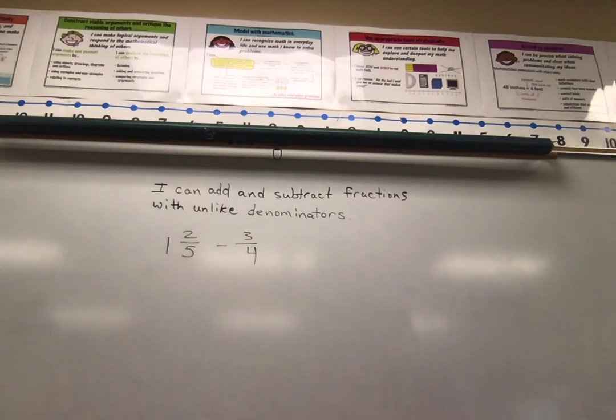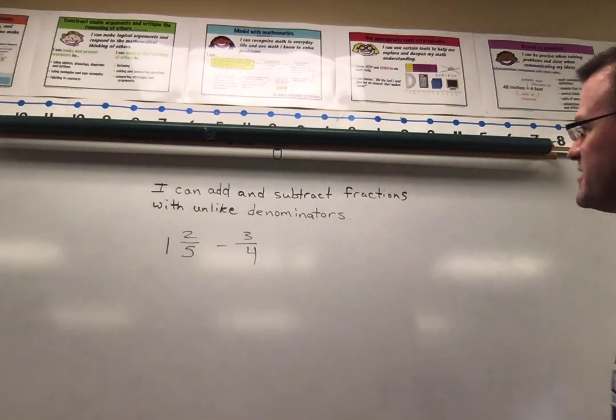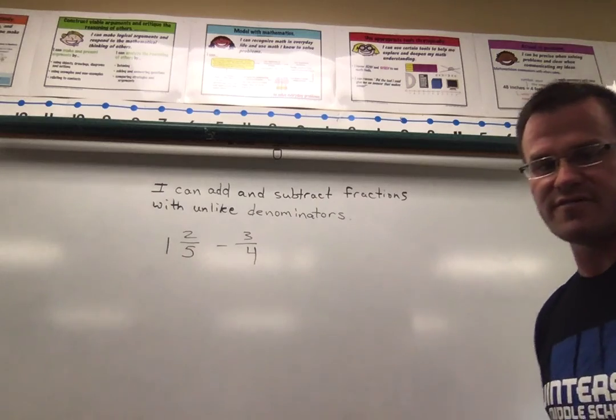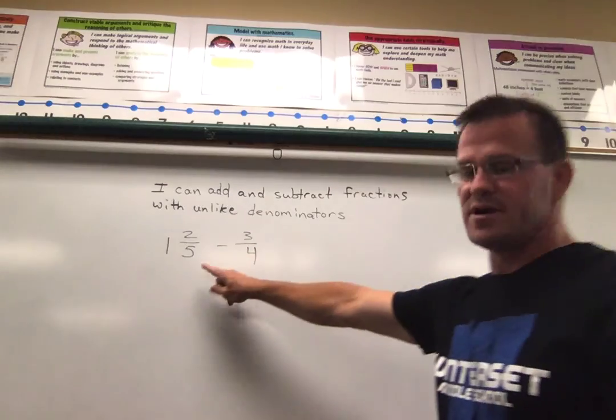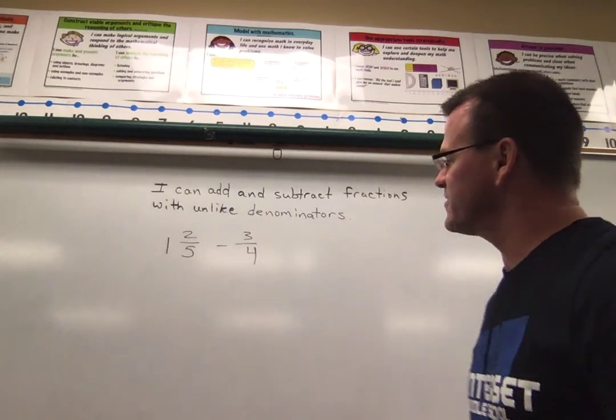Hey, good morning here. We're going to take a look at another video dealing with adding and subtracting fractions with unlike denominators. Going to focus on the subtraction part right here. So in this case, we actually have a mixed number, 1 2/5, and we're going to take away 3/4.